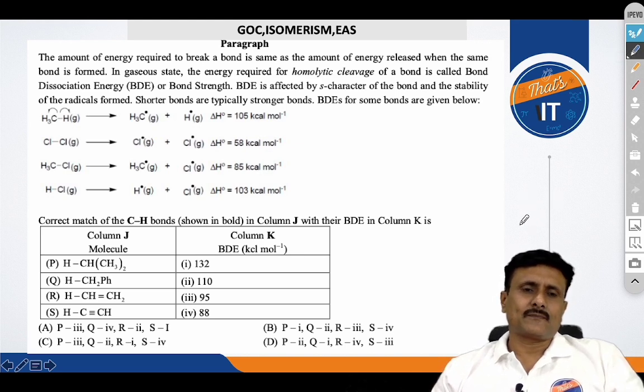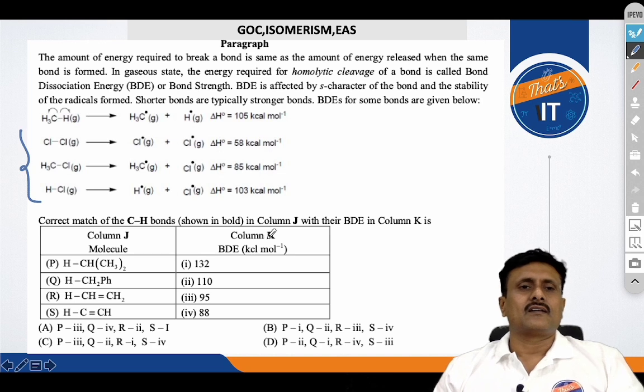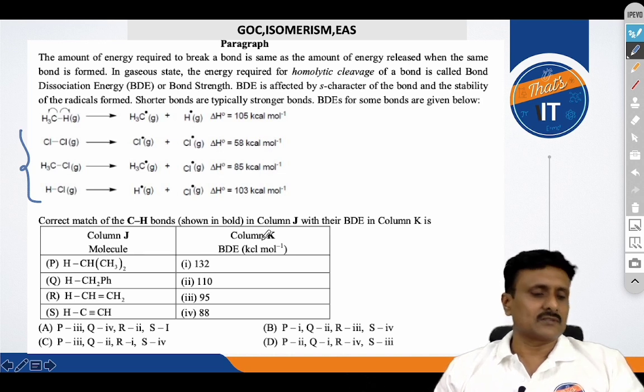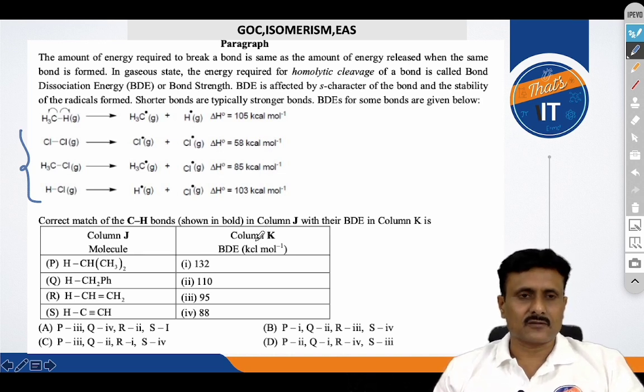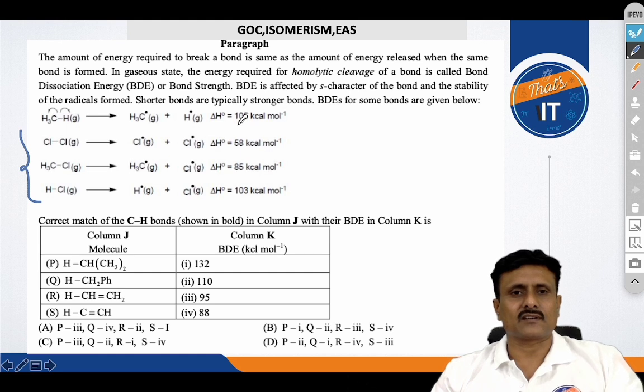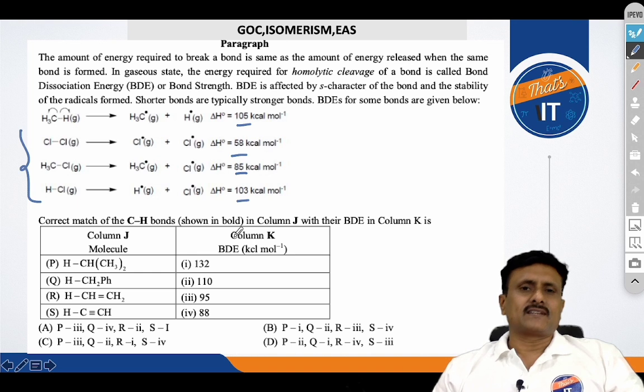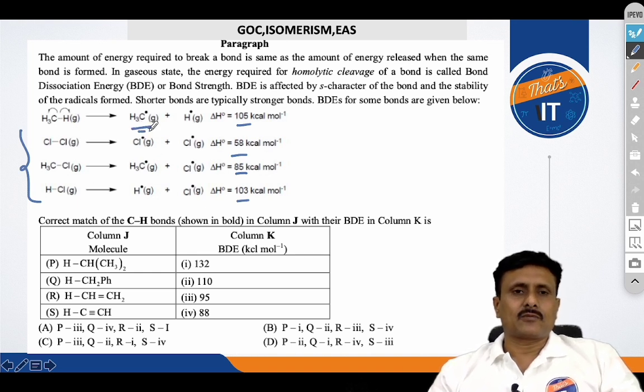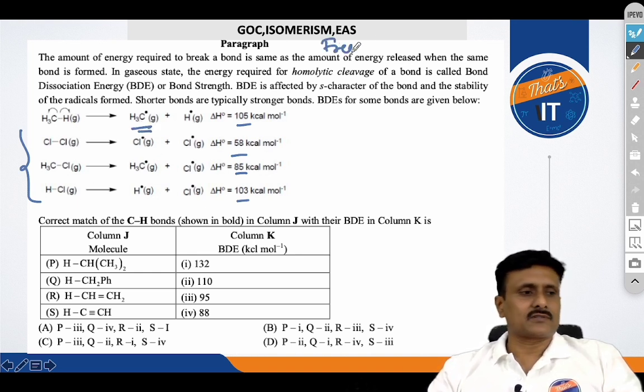Very easy question. You can see there is a paragraph related to the reactions of methane undergoing chlorination, isn't it? Methane undergoing the chlorination, and accordingly the information, delta H and all those values, are given, as you could see. Now this clearly says that if any free radical is formed, you know that these reactions are free radical substitution, right?